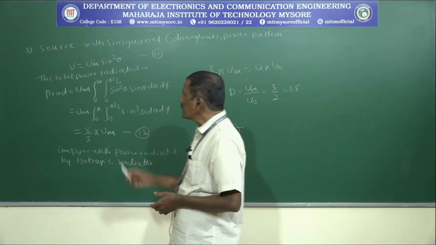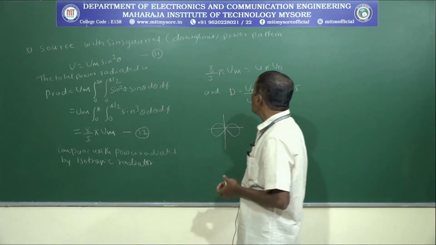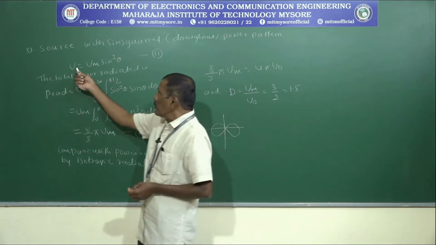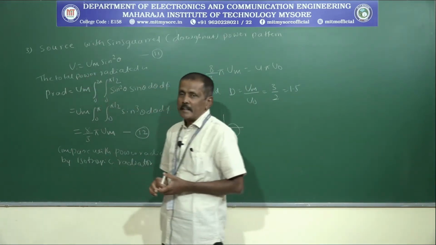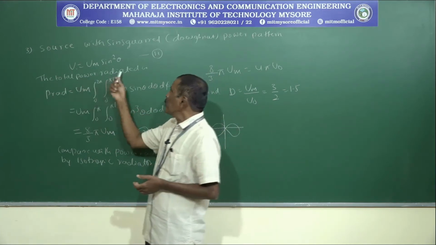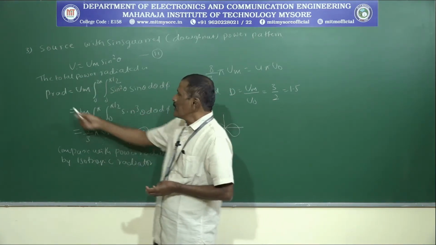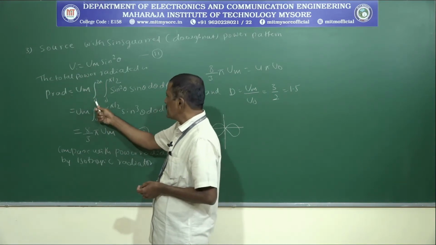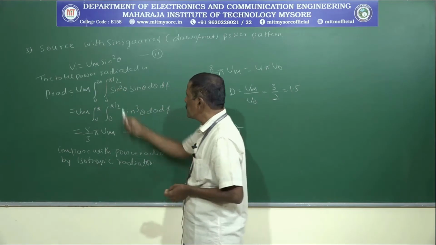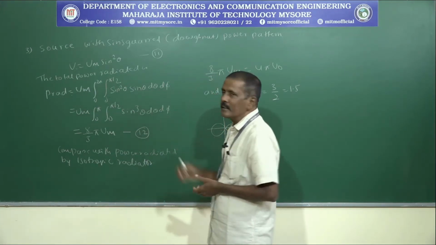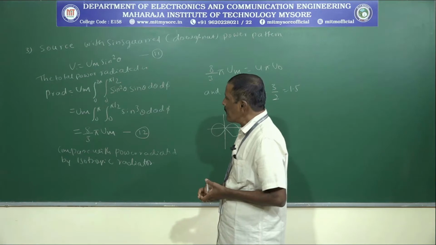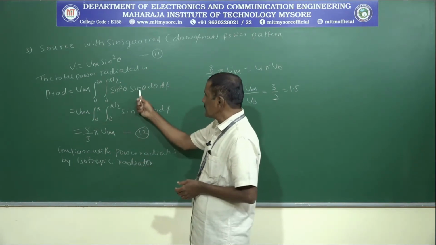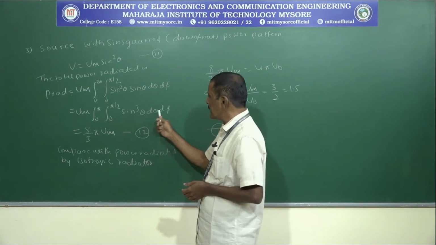Consider the third case, a source with sine squared power pattern. Now, U equal to Um sine square theta, then the total power radiated is P radiation equal to, because Um is a constant, we will take it outside, 0 to 2 pi and 0 to pi by 2 sin square theta, sin theta, d theta and d phi. Now, as you are taking Um outside, then sin square theta and sin theta is going to be sin cube theta, d theta and d phi.